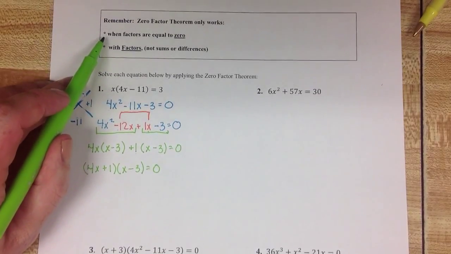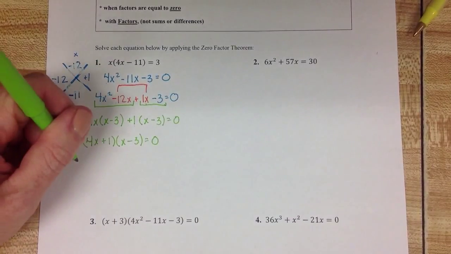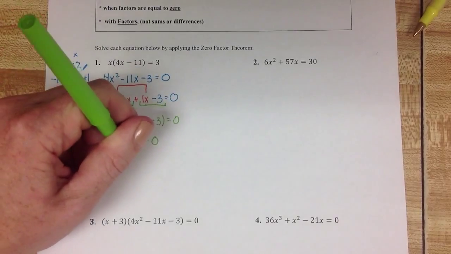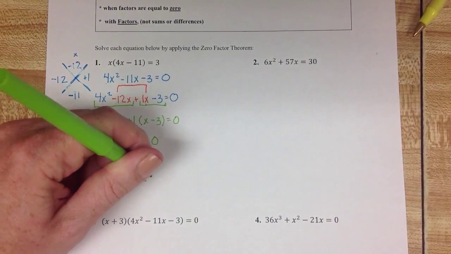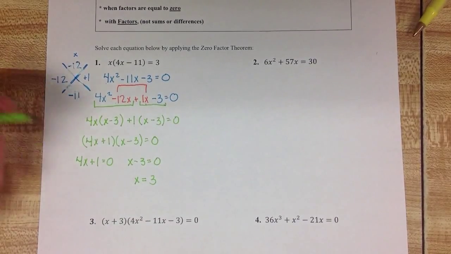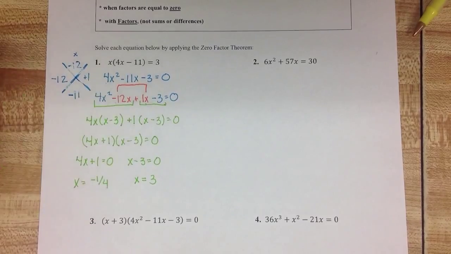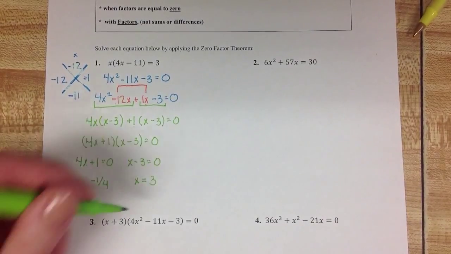Now it meets the criteria for the zero factor theorem, and I can set each one of my pieces equal to 0 and solve for x. So here I'll get an x equals 3, and on this side an x equals negative 1/4 by moving that 1 over to the other side and then dividing by 4.